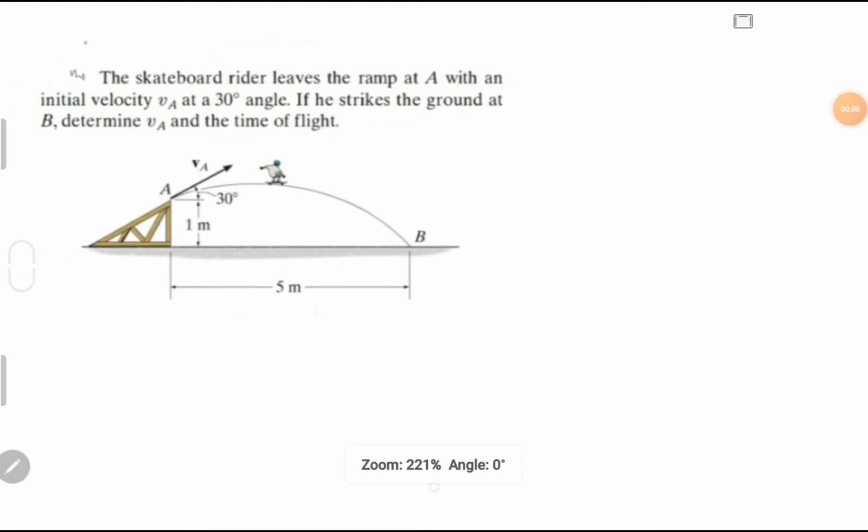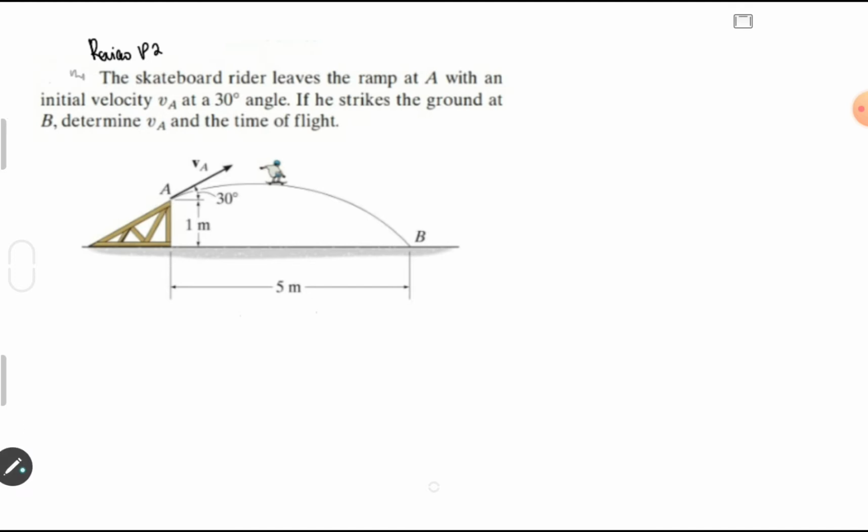This will be our example number 2, or your review problem number 2. Okay, so a skateboard rider leaves the ramp at A with a velocity VA at a 30 degree angle. If he strikes the ground at B, determine VA and the time of flight.